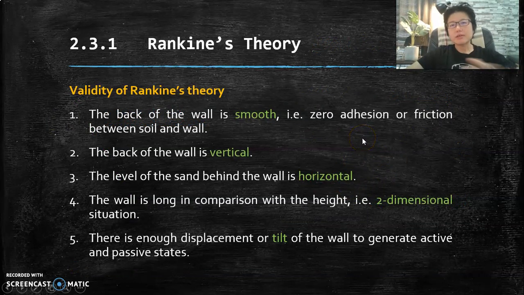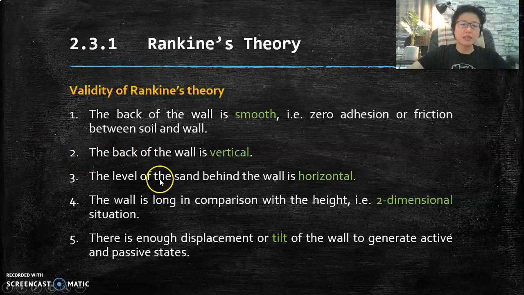However, Rankine's theory has some limitations, and it is only valid for situations like this. Number one, the back of the wall is smooth. But think about it, most of the walls we're talking about are made of concrete material. Is concrete really that smooth? Not exactly, right? Number two, the back of the wall is vertical. For simple examples, yes, we like to assume that the wall is vertical at the back, but it is not usually the case. We'll see later on as well.